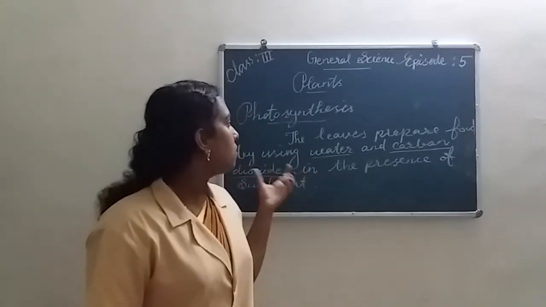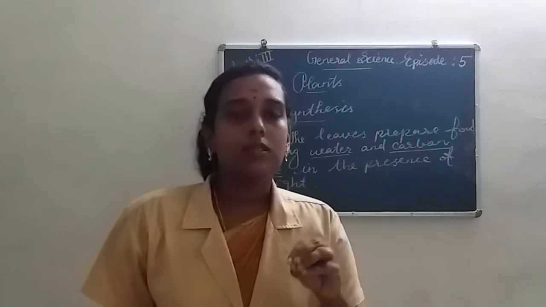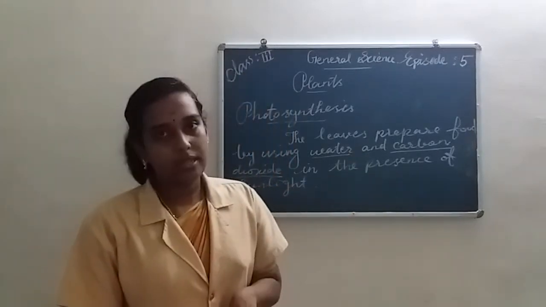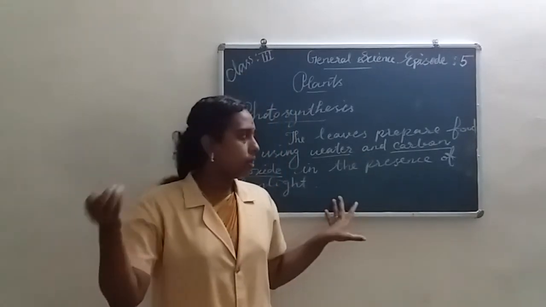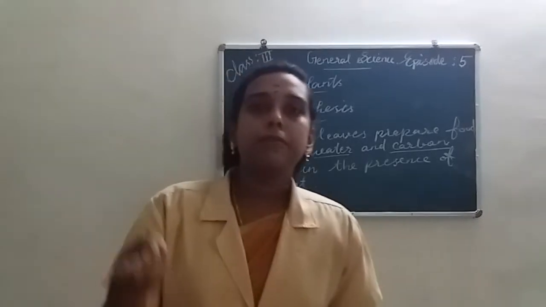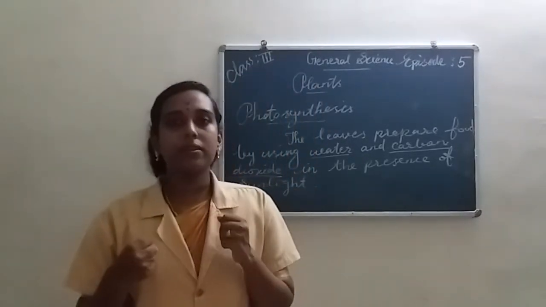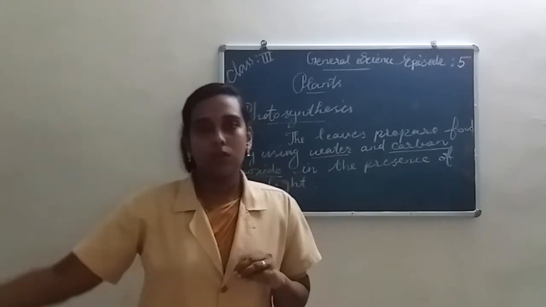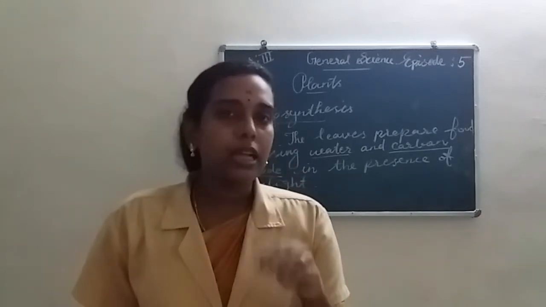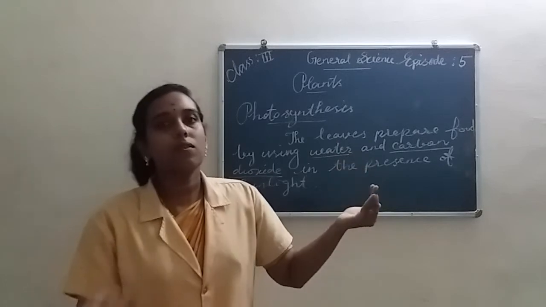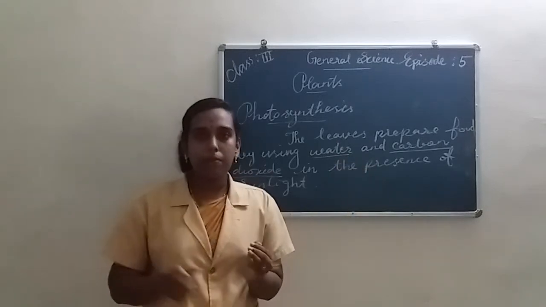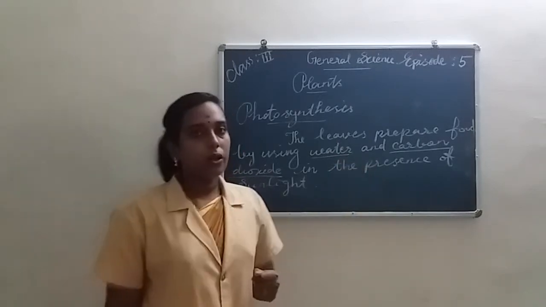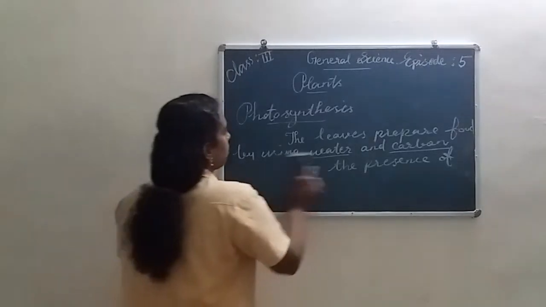And what is the function of stomata? Yes, stomata help in the exchange of gases, which means stomata help in taking in carbon dioxide and giving out oxygen. The plants produce and give out oxygen, and this oxygen is used by human beings and animals for breathing. These are the main functions of a leaf.